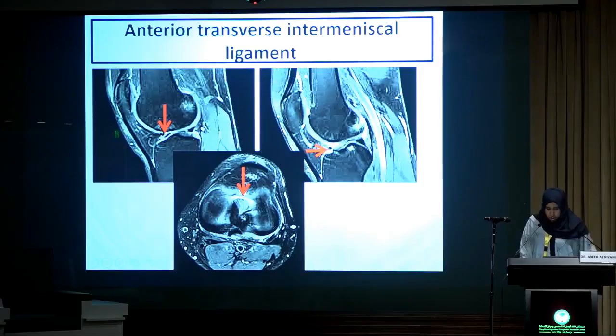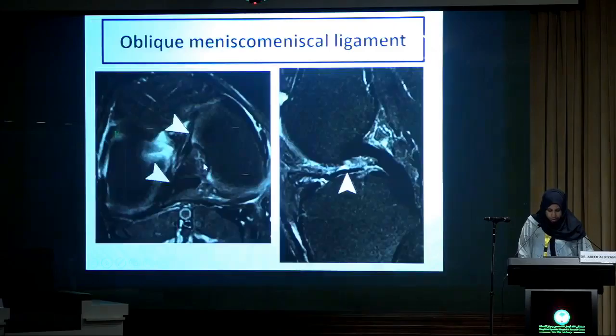The anterior transverse intermeniscal ligament is a frequent anatomical structure that we see. In the axial, if you can see, it's extending from the leading edges of the anterior horn of the medial to the anterior horn of the lateral meniscus. In the sagittal, it's separate from the anterior horn of the lateral meniscus, and you should not mistake it as a horizontal tear.